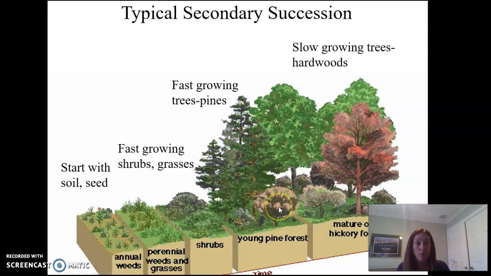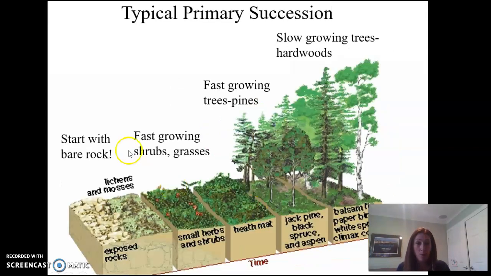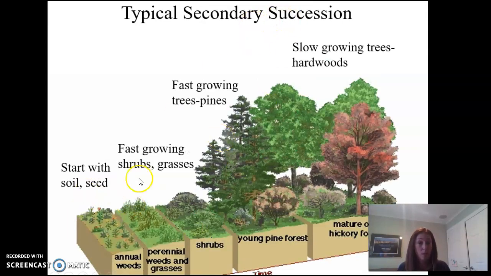Now, one important thing to point out is we do have a name for these early species that come, these lichens and mosses and small herbs. We call these pioneer species because they are the first ones to colonize an area. And so these pioneer species tend to not need a lot of nutrients. They're definitely generalists. They can grow very fast, and they do need a lot of light. And so the conditions are right for those pioneer species. You also have pioneer species in secondary succession, and they would just be grasses and weeds.